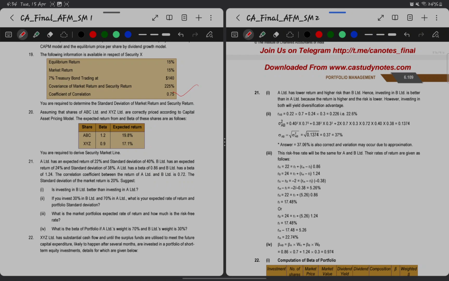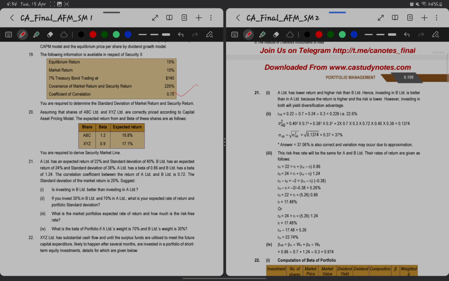Practical question 21. A Limited has an expected return of 22% and standard deviation of 40%. B Limited has an expected return of 24% and standard deviation of 38%. A Limited beta is 0.86 and B Limited beta is 1.24. The correlation coefficient between the return of A and B is 0.72. The standard deviation of the market return is 20%. Now suggest, is investing in B Limited better than investing in A Limited?